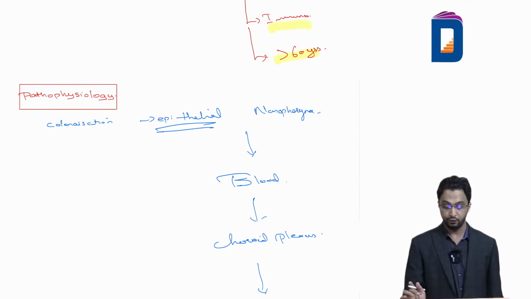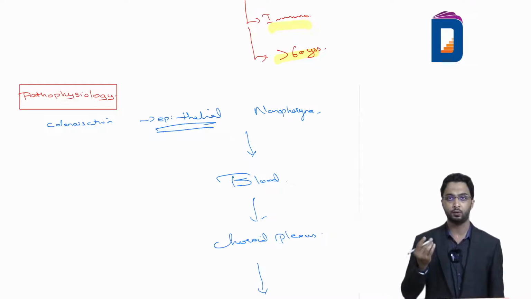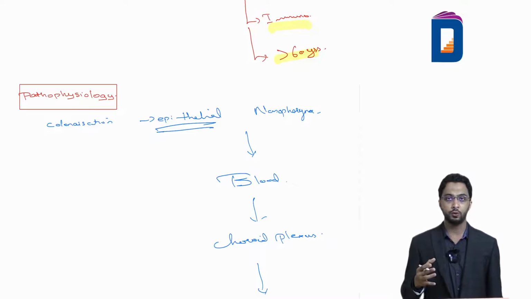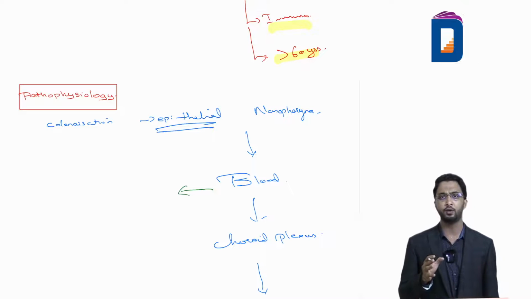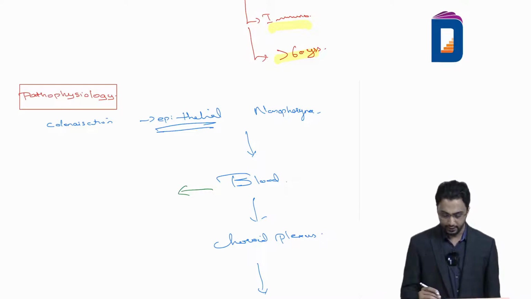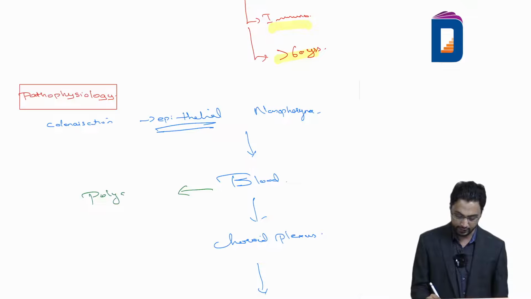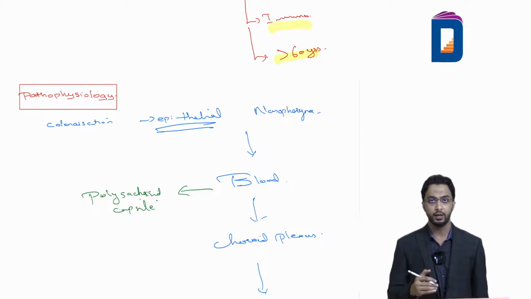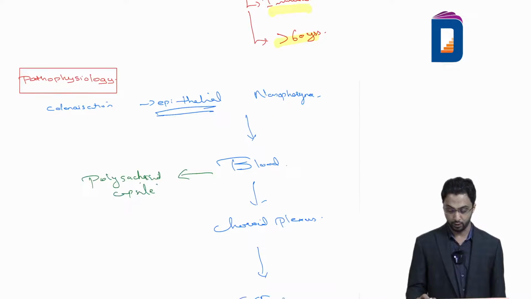Now, two things which you might get a question on: what is the virulence factor of the bacteria which prevents it from phagocytosis in the blood? Because it is there in the blood, and you know that blood has lots of immune responses which can phagocytose the bacteria. So what's the factor which prevents it? It is the polysaccharide capsule, which prevents it from being phagocytosed.